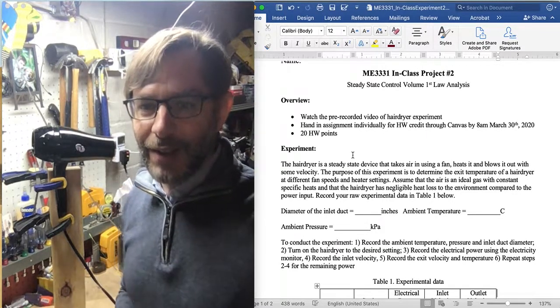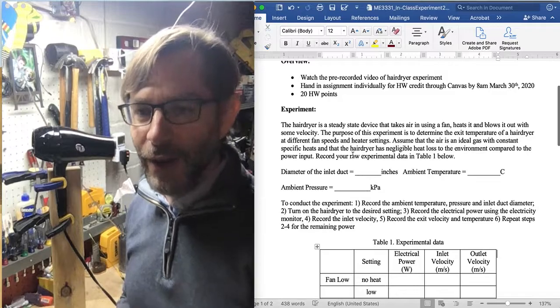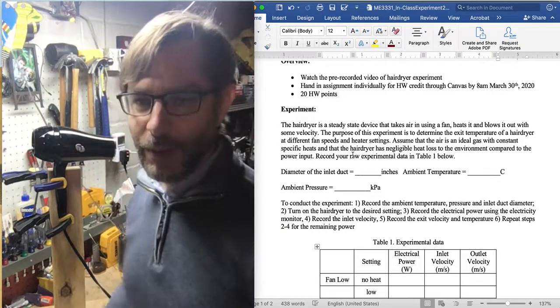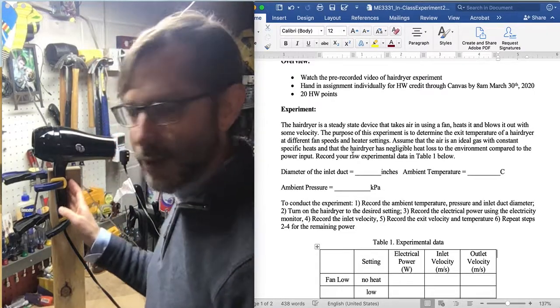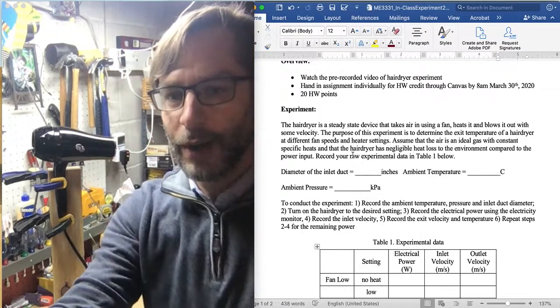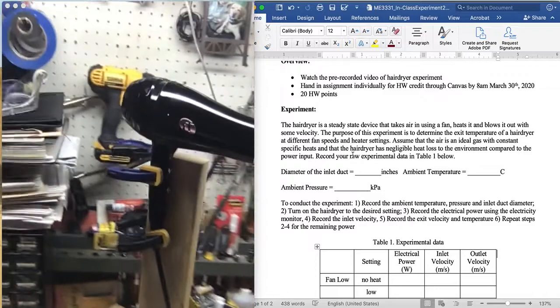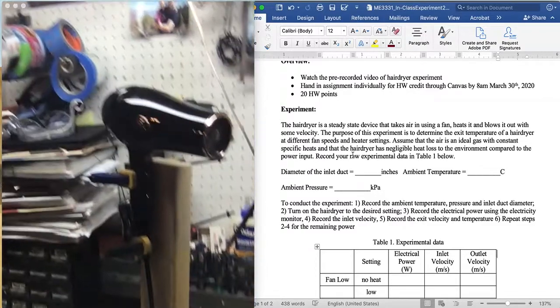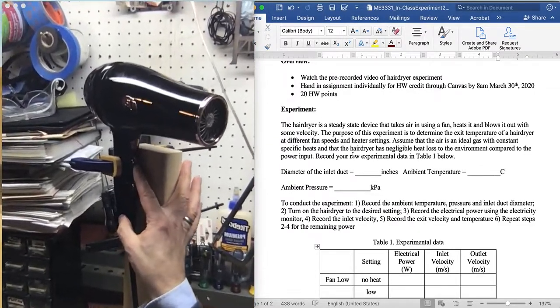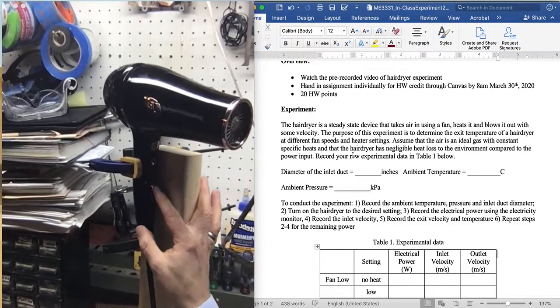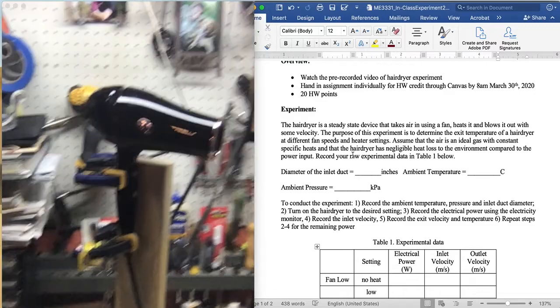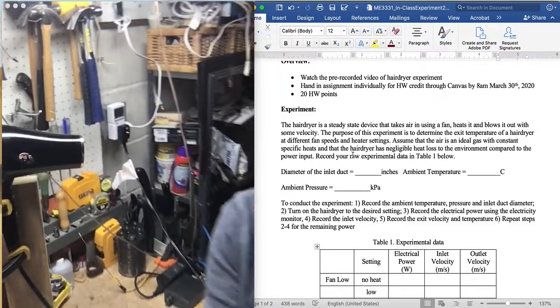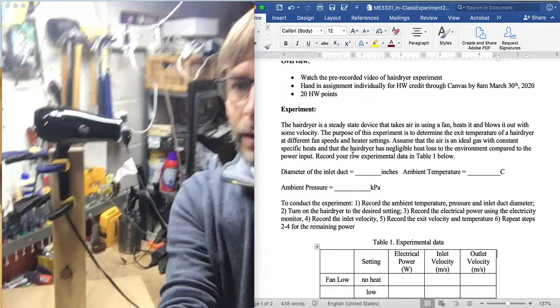So the idea here is that we have a hair dryer, which is shown here. It's a 1500 watt hair dryer. It has lots of bells and whistles. I'll move over here. You can see it has the ability to change the power and different switches here, and it has the ability to do 2 different fan levels and has the ability to turn off the heater as well. So that's the first thing that we have available to be looking at.